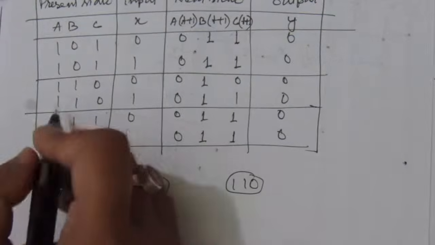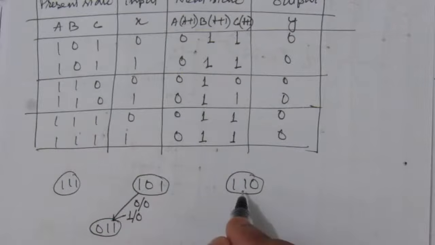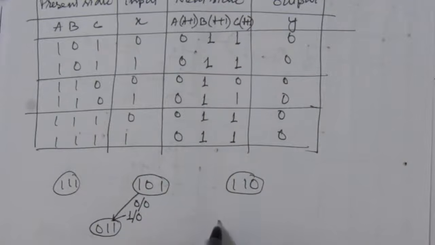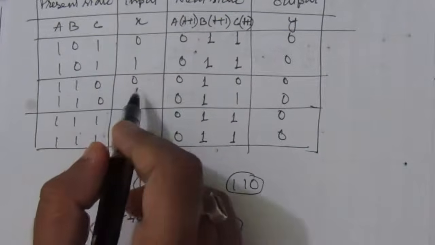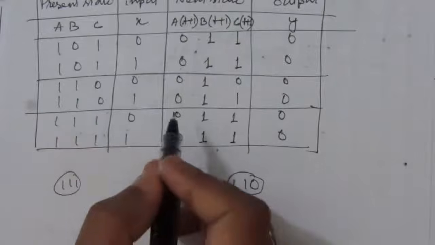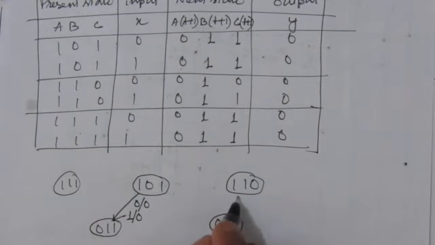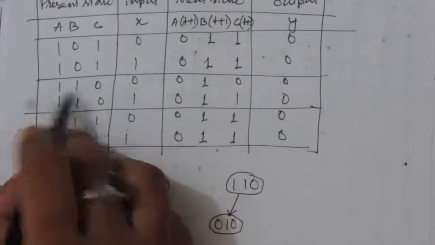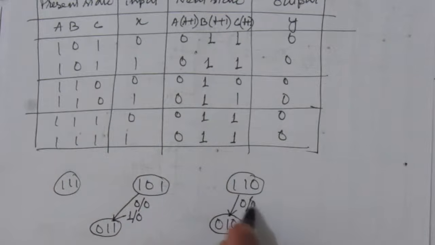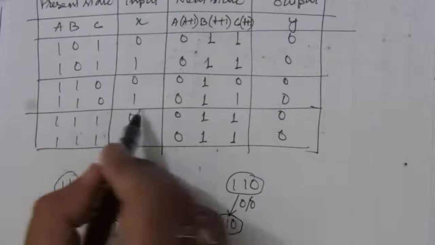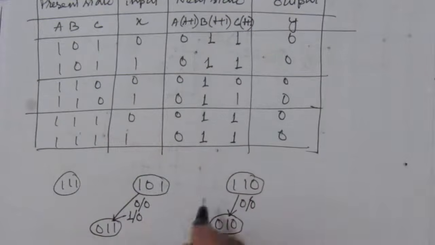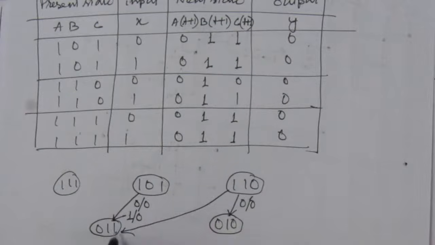Next we have from 1 1 0. From 1 1 0 we'll have a transition to 0 1 0 and 0 1 1. So 0 1 0 is one state. For input 0 we have a transition from 1 1 0 to 0 1 0, for input 0 and output 0. Next we have a transition from 1 1 0 to 0 1 1, and the input is 1, output is 0.